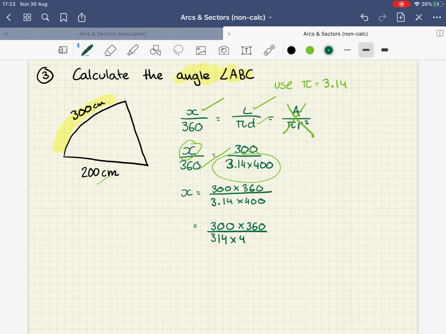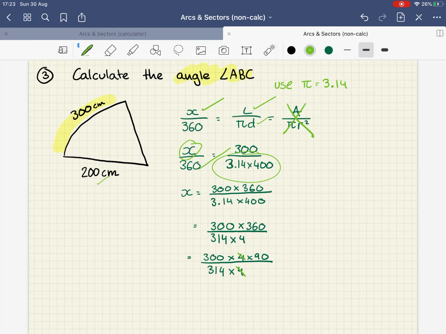So I'm now going to start some of my simplifications. To begin with, I can see I've got this 360 and this 4 here. I know 4 can go into 360. So I've got 300 times, and I'm going to change that 360 to 4 times 90 over 314 times 4. So cancelling those 4s out.